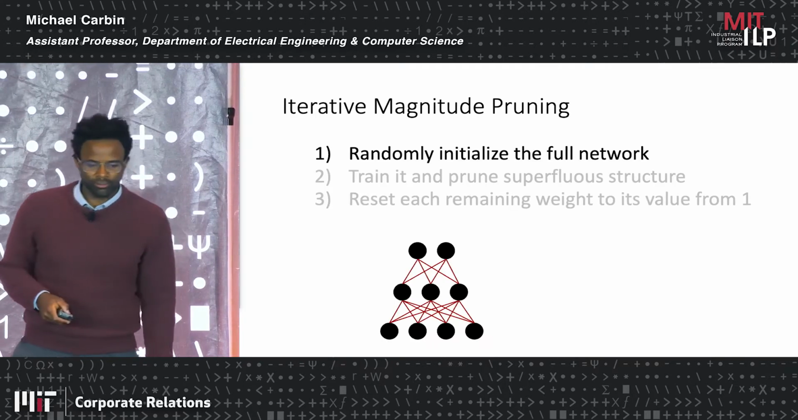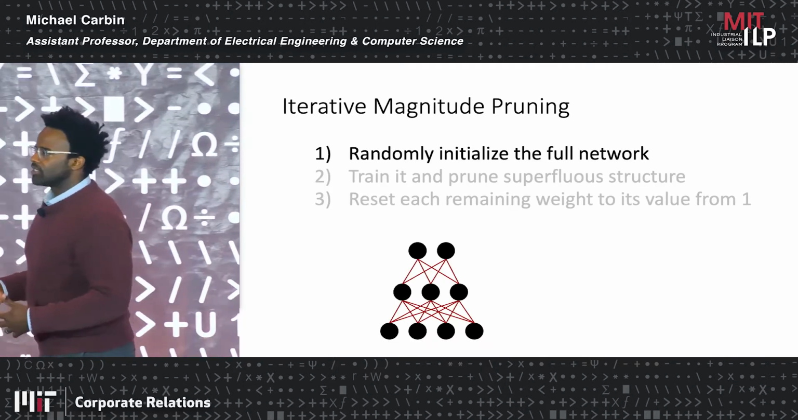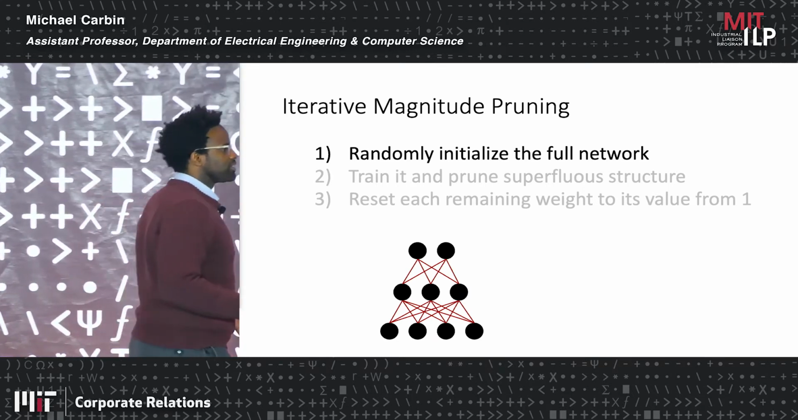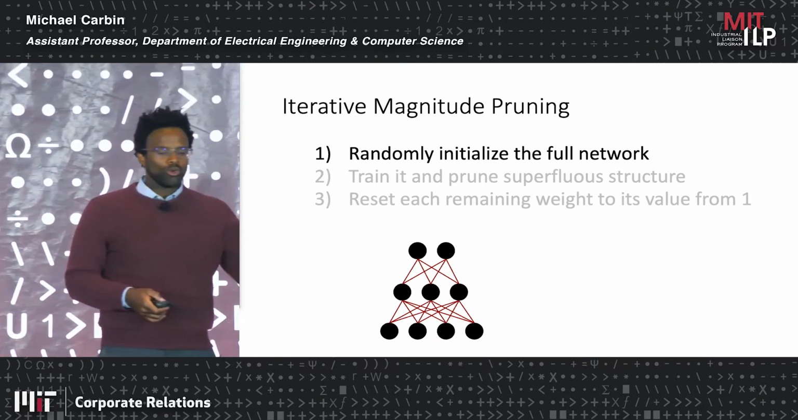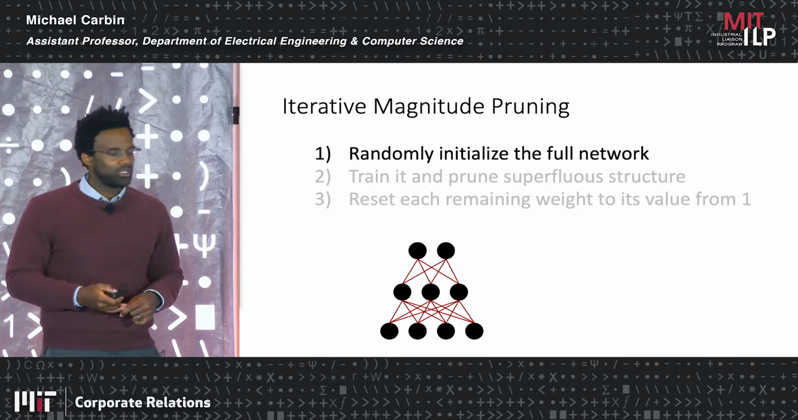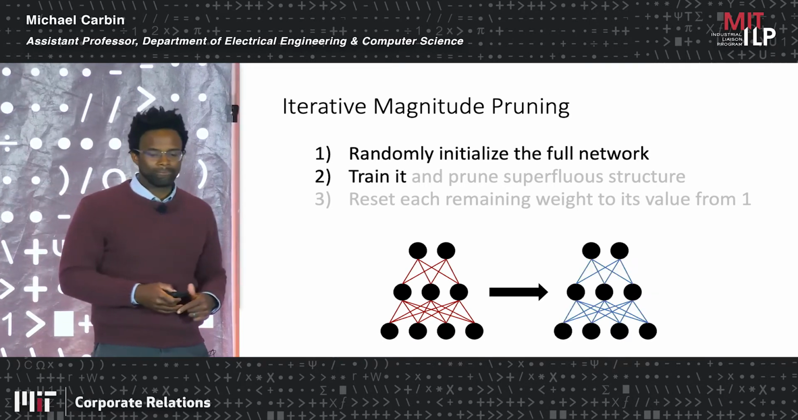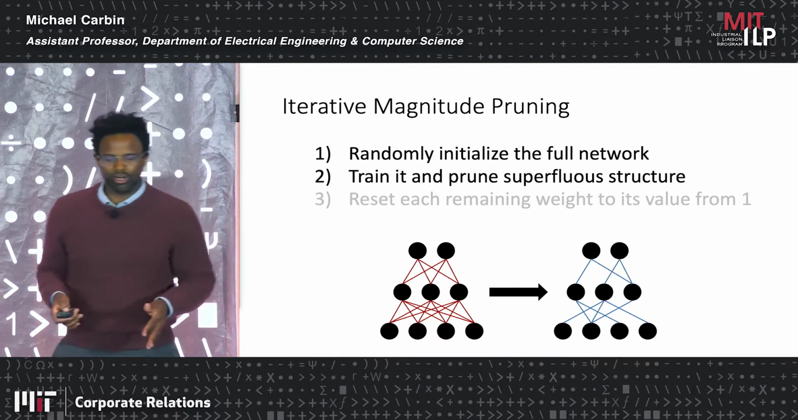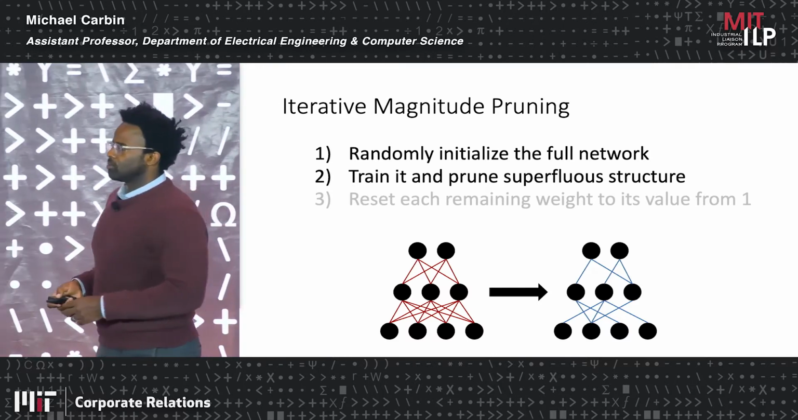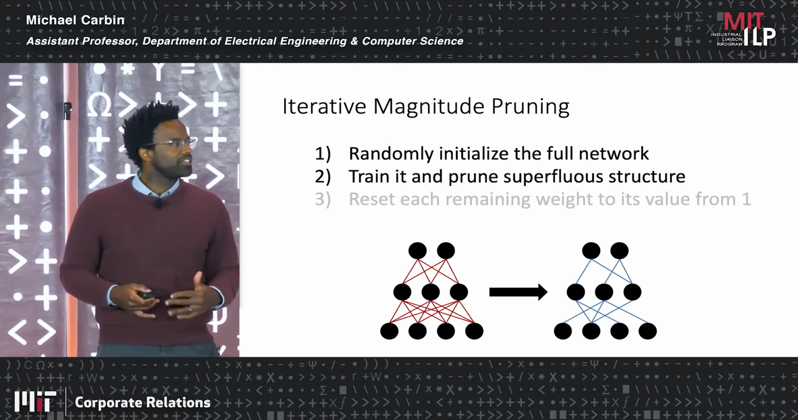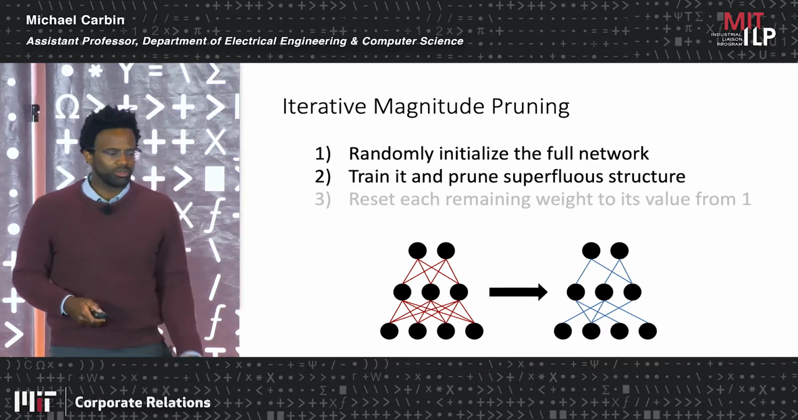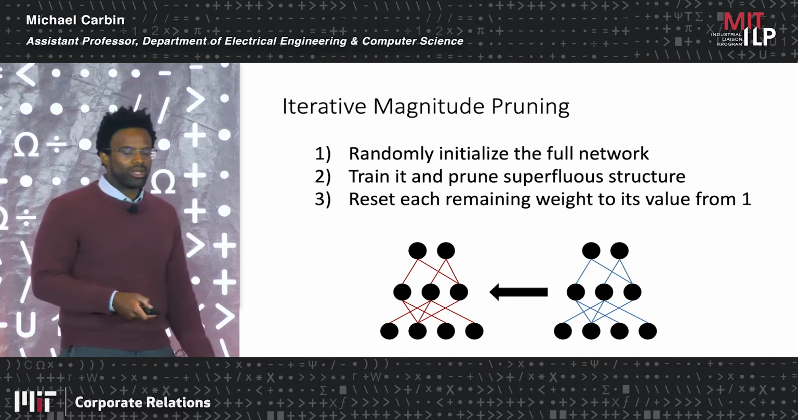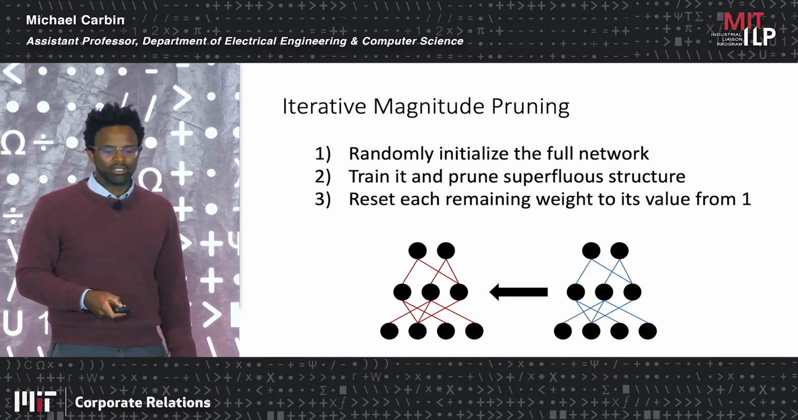So now how does this work? Well, what we have here is a technique that's called iterative magnitude pruning. And the way this works is, as we started out before, randomly initialize the full network. We're going to train it, and we're going to prune the superfluous structure. Right? So this is actually sounding very familiar to where we were. But where we're going to make a distinction here, at least from the scientific perspective of understanding what's possible, is we're going to reset each remaining weight back to its value from step 1.